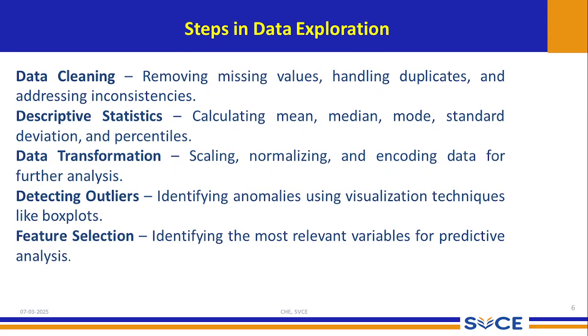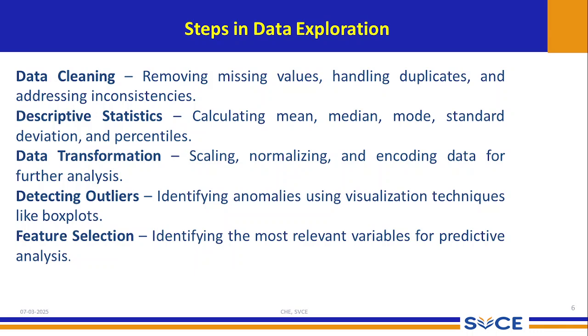In the next part, we have different types of data exploration. The first one is data cleaning, then descriptive statistics, data transformation, detecting outliers and feature selection. We will go one by one. Data cleaning: handling missing values, duplicates and inconsistencies. Example, if temperature readings from a reactor have missing values, imputation techniques can be used.